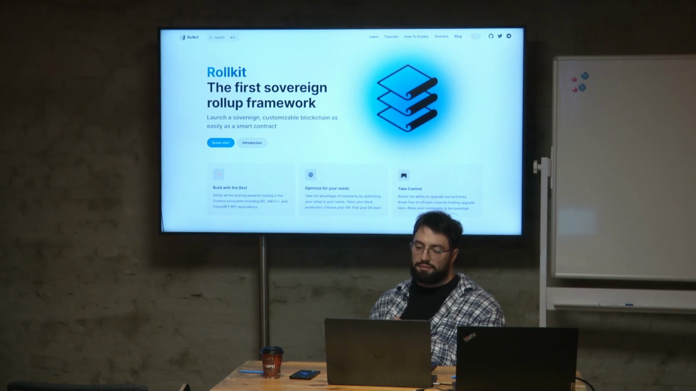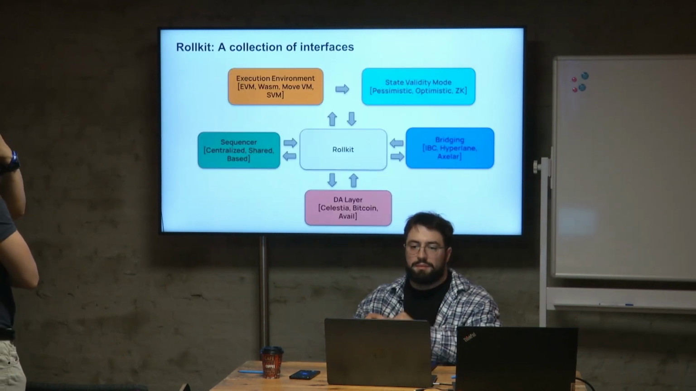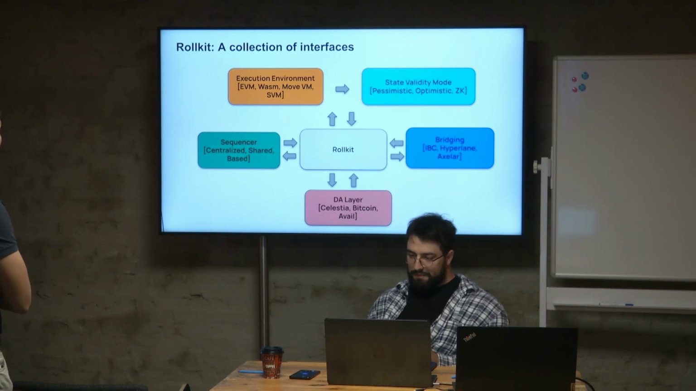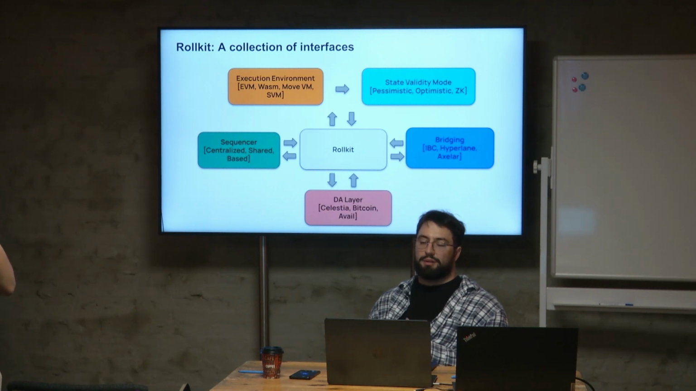go to the slide with all the components and collection interfaces. It's a good one to show. You see there is a Bitcoin DA layer. What it means is that Bitcoin, which is a separate blockchain with its own script, could be used as a DA layer. So it's pretty cool.